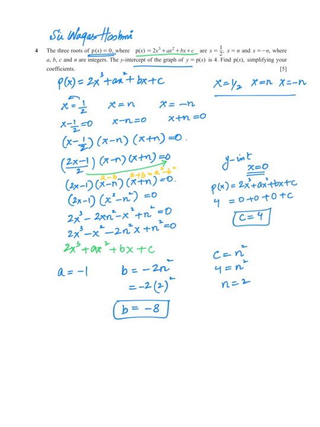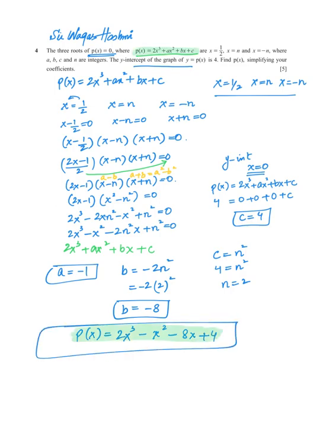So now I got all the values of a, b, n and c. So the equation will be p of x equals 2x cube plus a, which is minus 1, so minus x square, minus 8x, plus c, which is 4, and that is my final answer. Place the values of a, b and c in that equation, so I got the final answer.